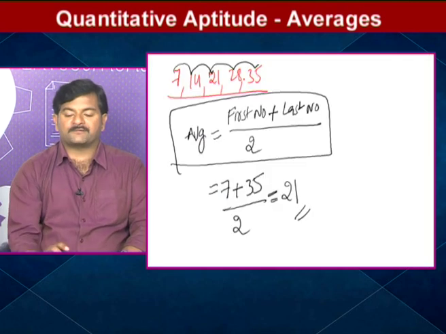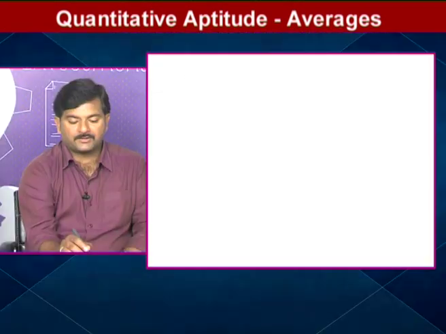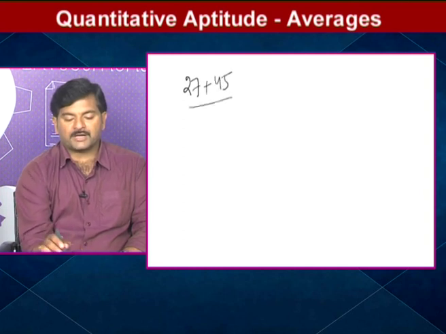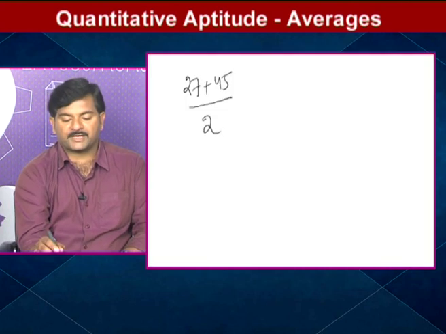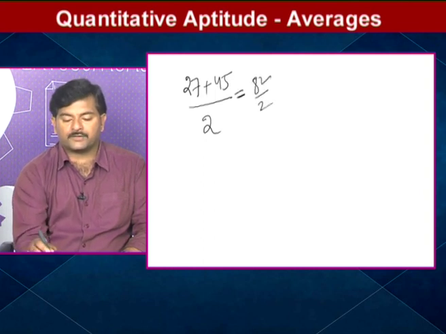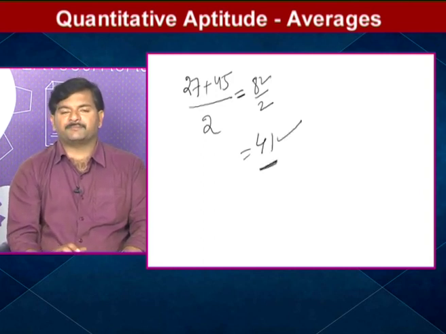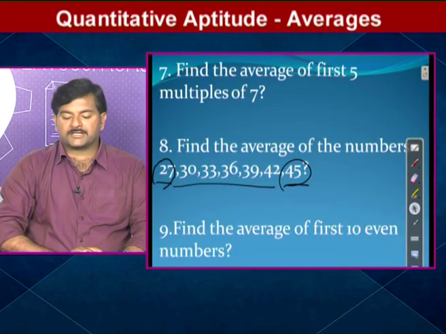Right. 27 plus 45 by 2, because the first number is 27, the last number is 45. So on simplification, how much am I getting? 82. So here I am getting 82 by 2. 82 by 2 means what is the answer of that question? 41 is the answer. Simply first number plus last number by 2. I hope you understood. Just focus on the next question.